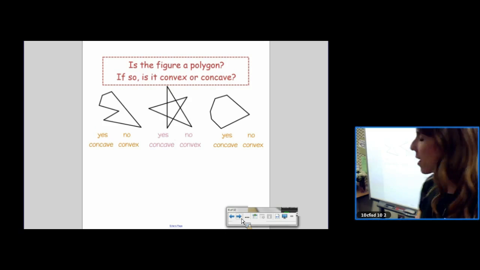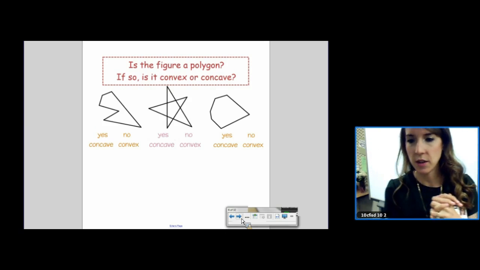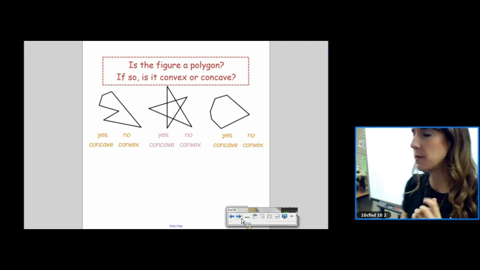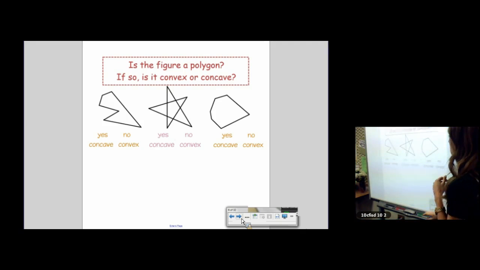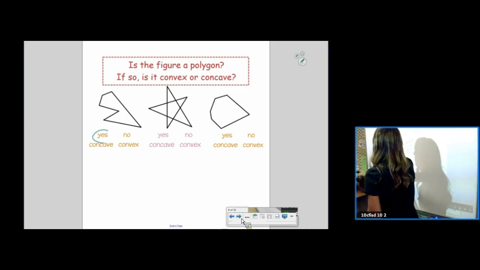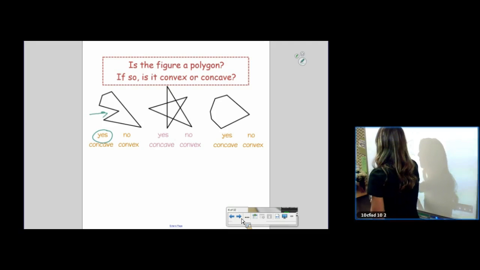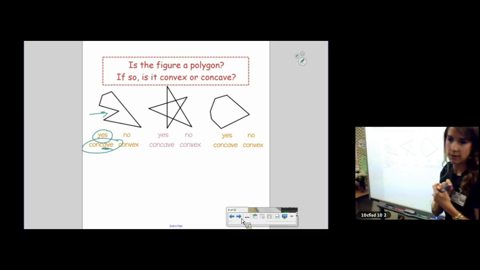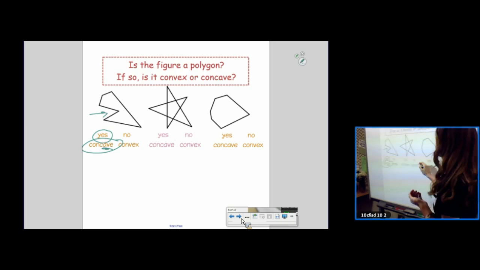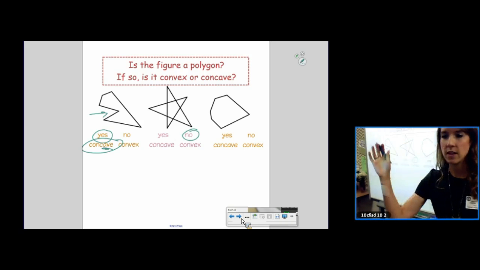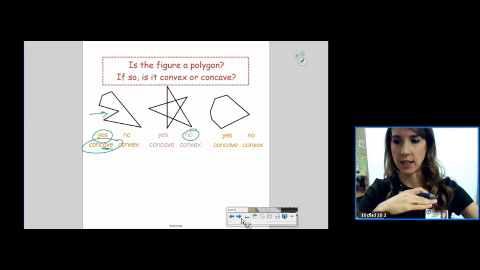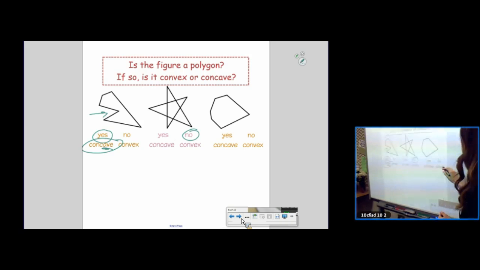Is the figure a polygon? If so, is it convex or concave? We did this last semester, so I'm going to go through it really quickly. This one is definitely a polygon, but since the side has caved in, it is concave. This one is not a polygon because the sides are not allowed to intersect like that. This one is totally a polygon, and it is convex.